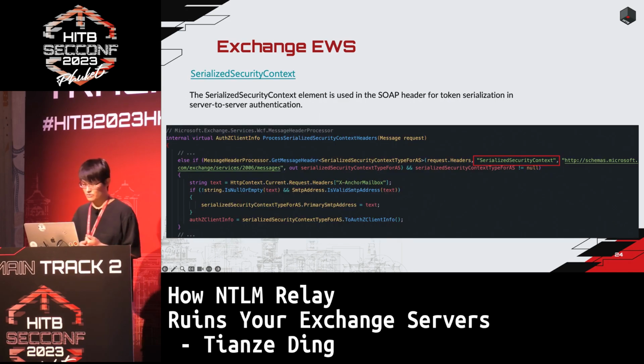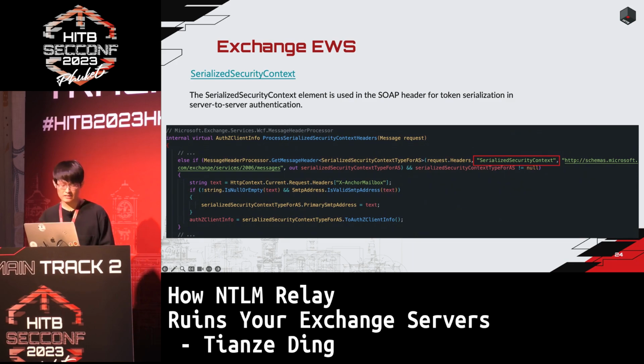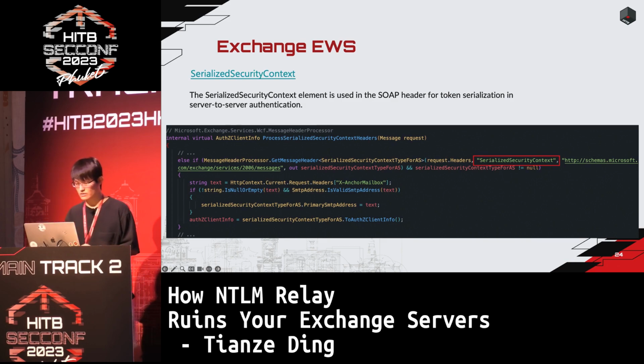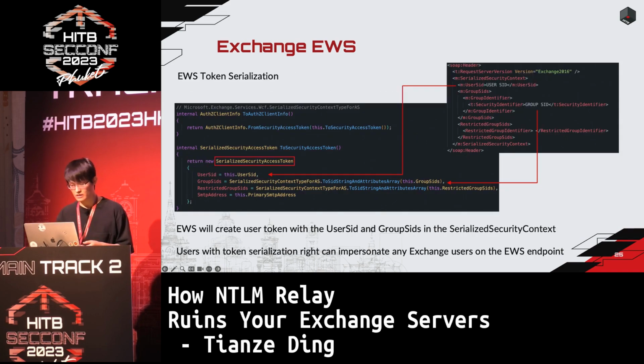Serialized security context is originally used by server-to-server authentication for token serialization. The backend EWS will read the serialized security context from the SOAP handler in the client request. Then the EWS will create a new user token with a user SID and group SIDs in the serialized security context. Of course, it will check whether the client user has token serialization rights before creating a user token.